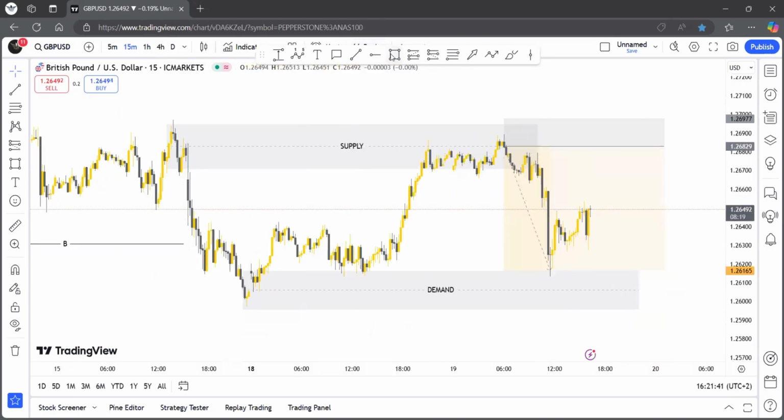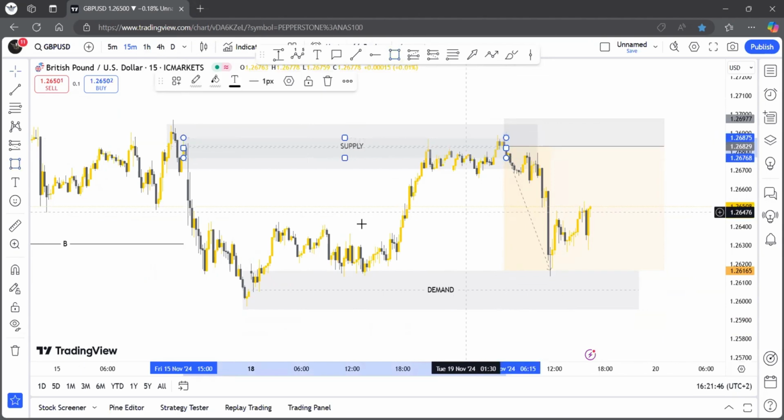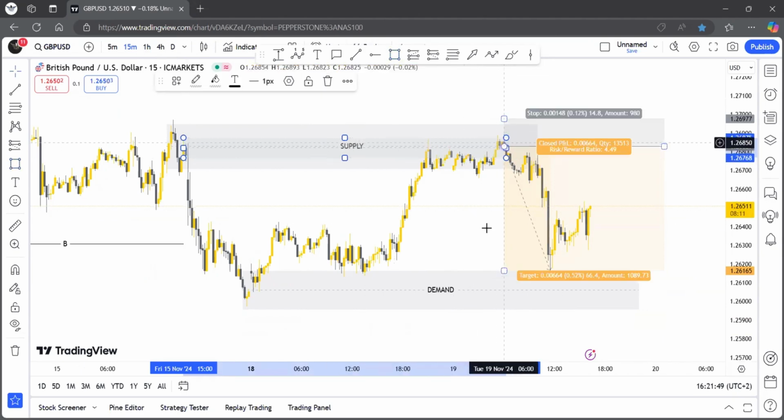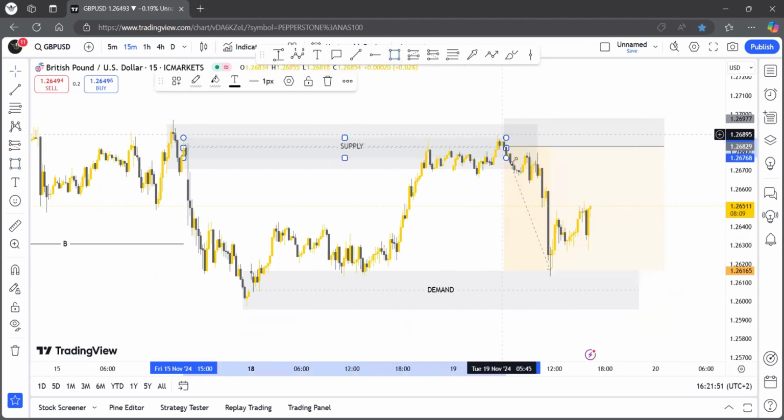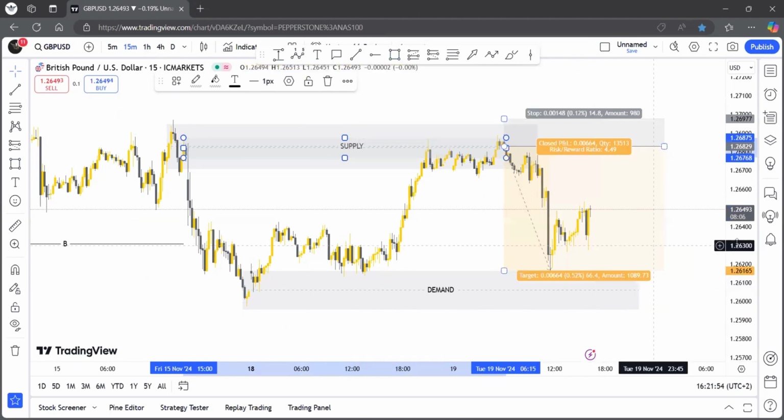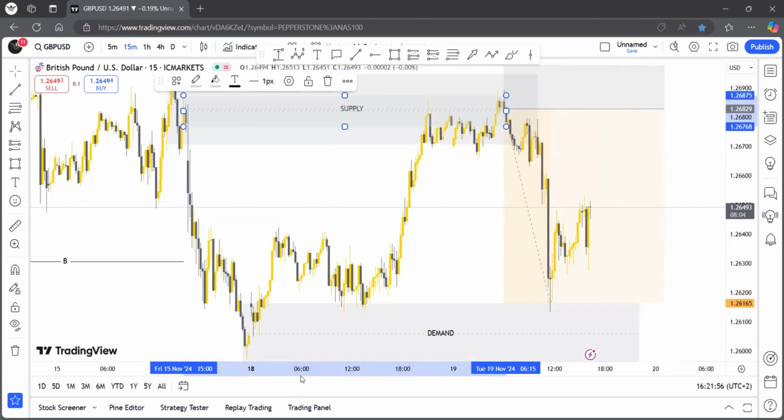So as you can see here, the last lower high, that small one, is this point. Okay, there we go. We stretch it across, it touched exactly into that supply and then it just sold beautifully, resulting in a 1:4 trade.